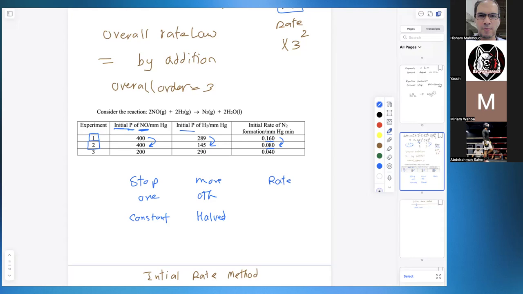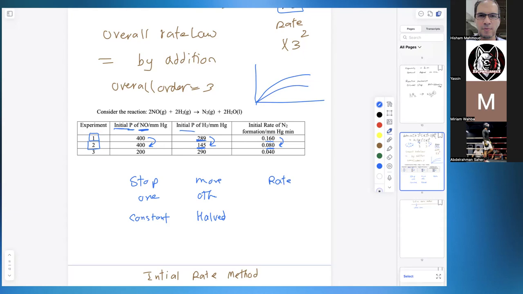Here the concentration was 289, and in the second experiment the concentration was 145. For example, this one is the first concentration, and this is steeper, right? Or is it less steep? It becomes less steep. How did you know? Because the rate of the reaction becomes slower. It was 160 millimeter Hg per minute. It becomes 0.80 millimeter Hg. So it is half. Very good.